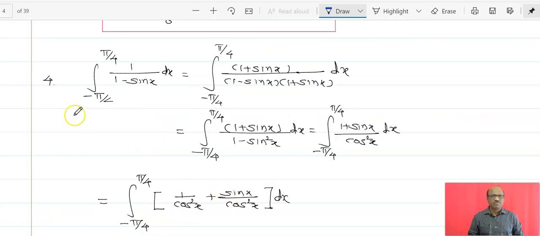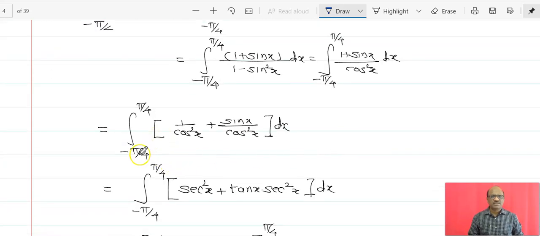Here is example number 4, the integral from minus pi/4 to plus pi/4 of 1 upon (1 minus sin x) dx. That is equal to the integral from minus pi/4 to plus pi/4 of 1 plus sin x upon 1 minus sin x, multiplied and divided by 1 plus sin x. Therefore, you will get in the numerator 1 plus sin x, and in the denominator 1 minus sin square x. The limits are as it is. 1 plus sin x is as it is, and 1 minus sin square x is cos square x.